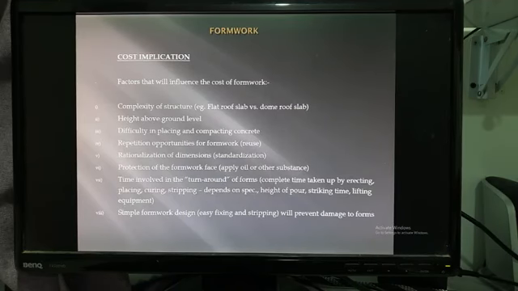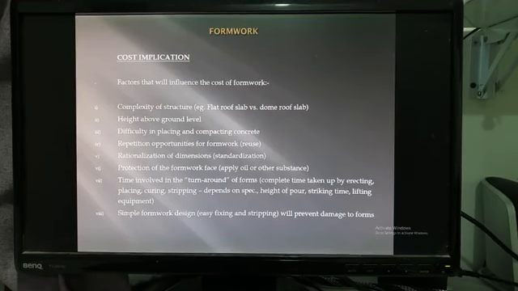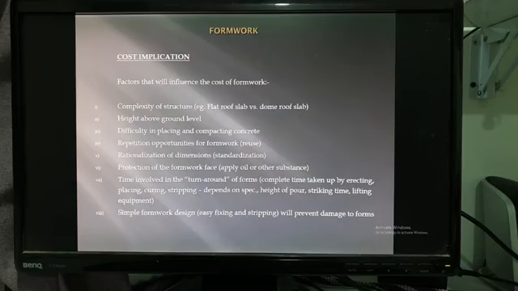Standardization is important so that we can use the formwork at many parts of the building, and we can use it repeatedly. The formwork face must be protected. The smooth part of the formwork, we can apply other substances to stop the surface of the formwork from sticking to the concrete. This is true especially for timber formwork.